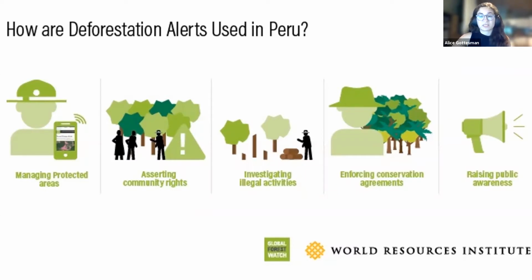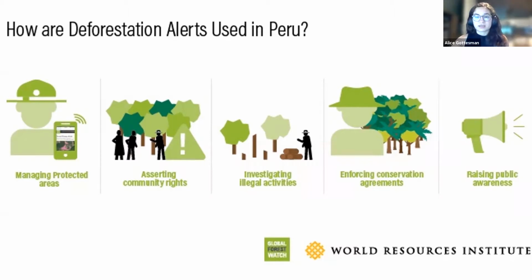This infographic helps us illustrate how they've been used in the past in Peru. So the first pillar focuses on managing protected areas. So organizations like the Peruvian Protected Areas Service use deforestation alerts to monitor forests across the protected area system and allocate resources where they're most needed. And managers of individual protected areas use deforestation alerts to identify threats, prioritize patrolling activities, and coordinate actions with local stakeholders.